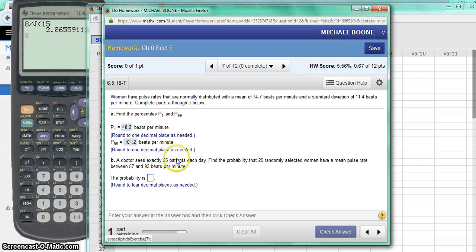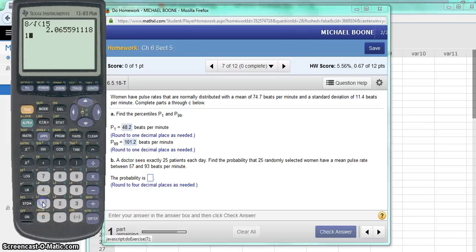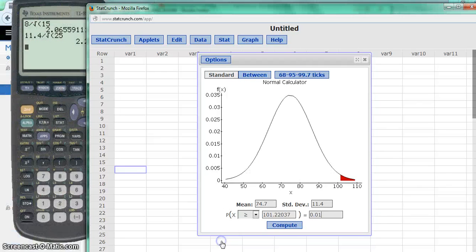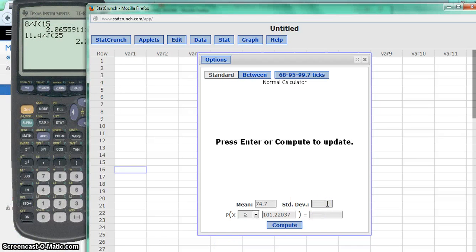And so now we see 25 patients, right? So again, that changes our probability. Instead of 11.4, it's 11.4 divided by the square root of our sample size. So that's what we're going to use for our standard error of the mean, standard deviation. So we would just have a 2.28, and we would be answering the questions off of this now.